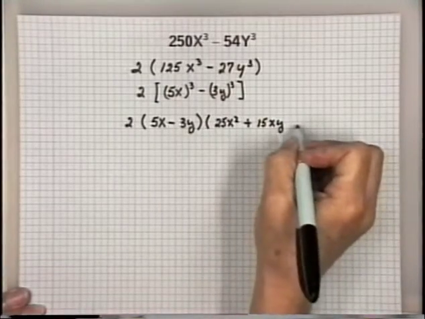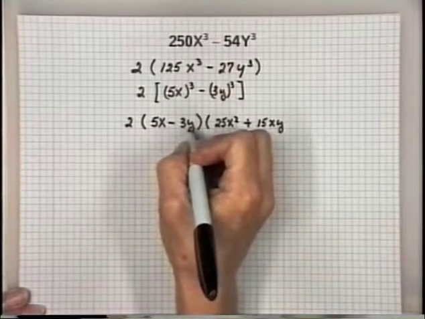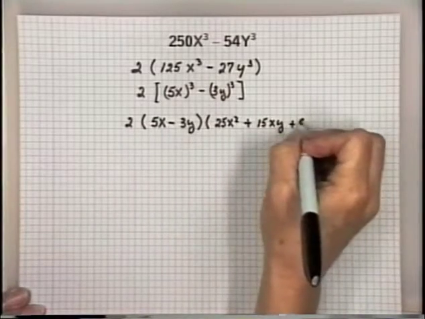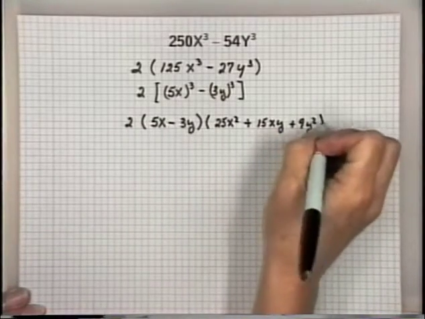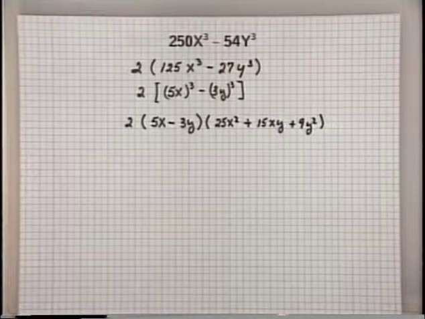And then to get the third term of this second factor, I square my second term in my first factor. Squaring 3y, I have a plus 9y squared. So my complete factorization here is 2 times (5x minus 3y) times (25x squared plus 15xy plus 9y squared).